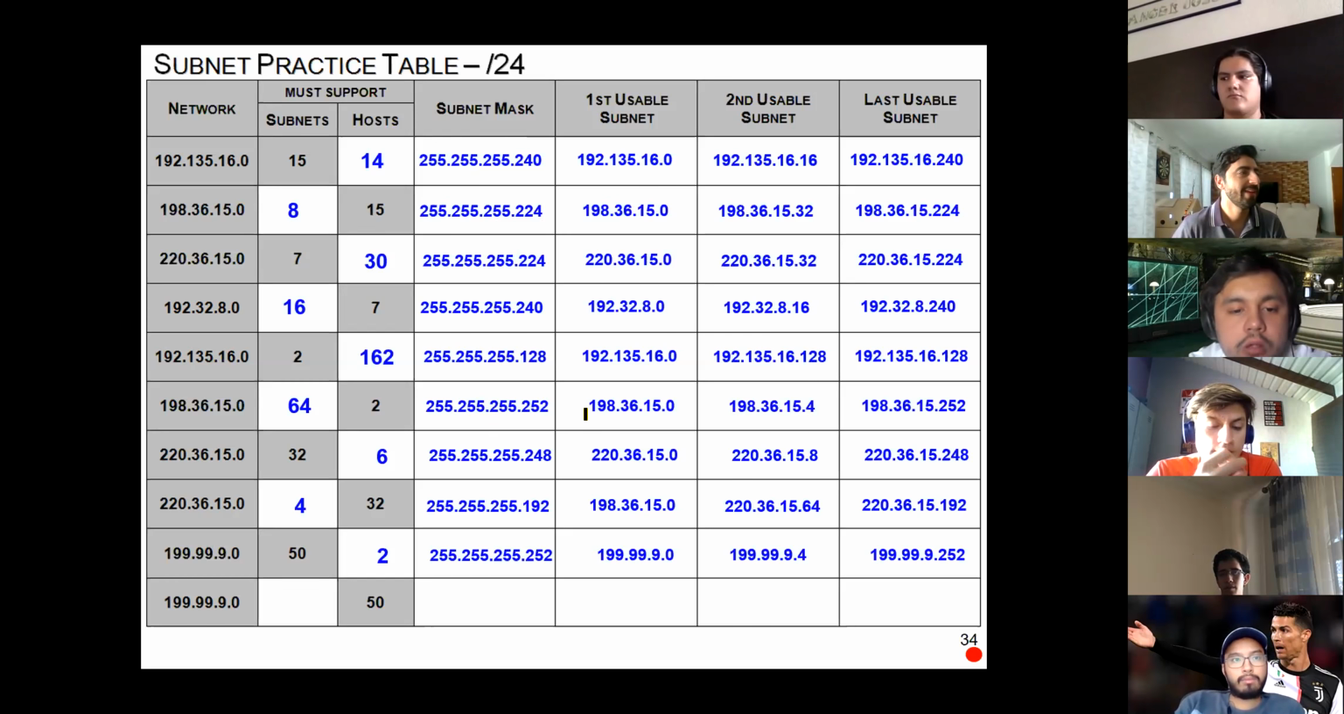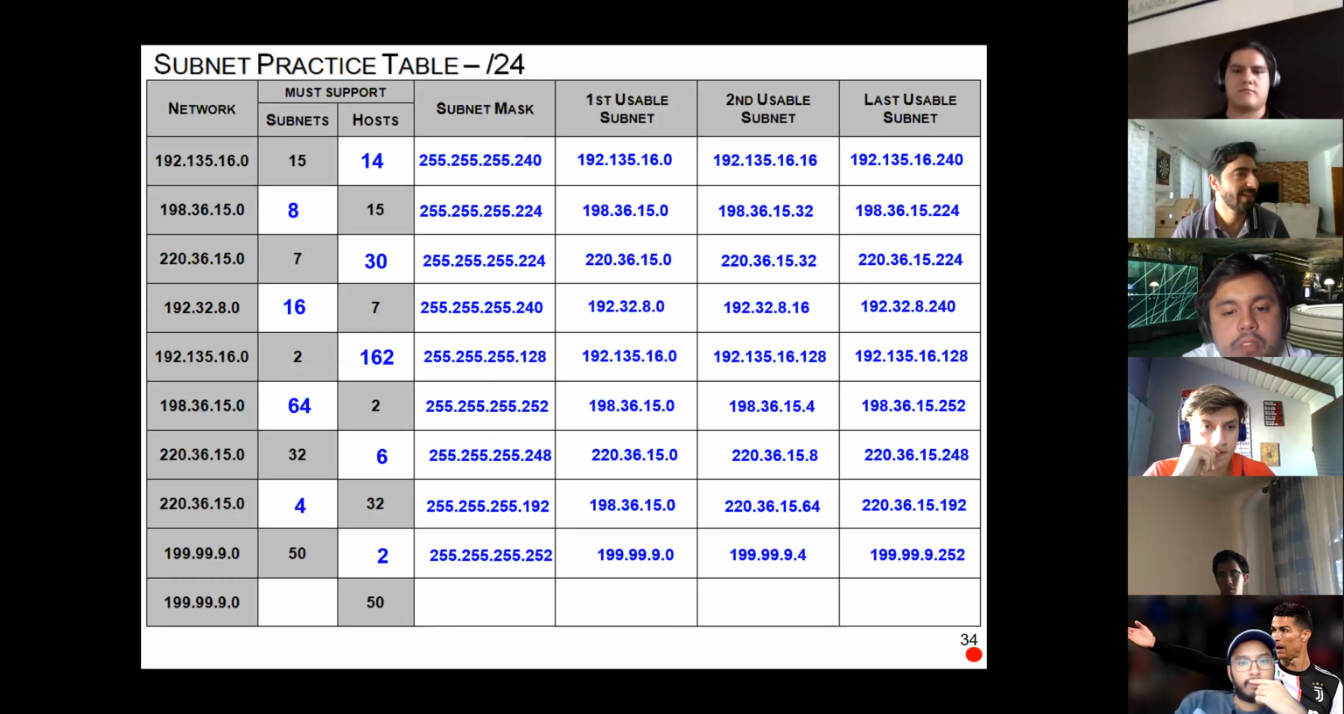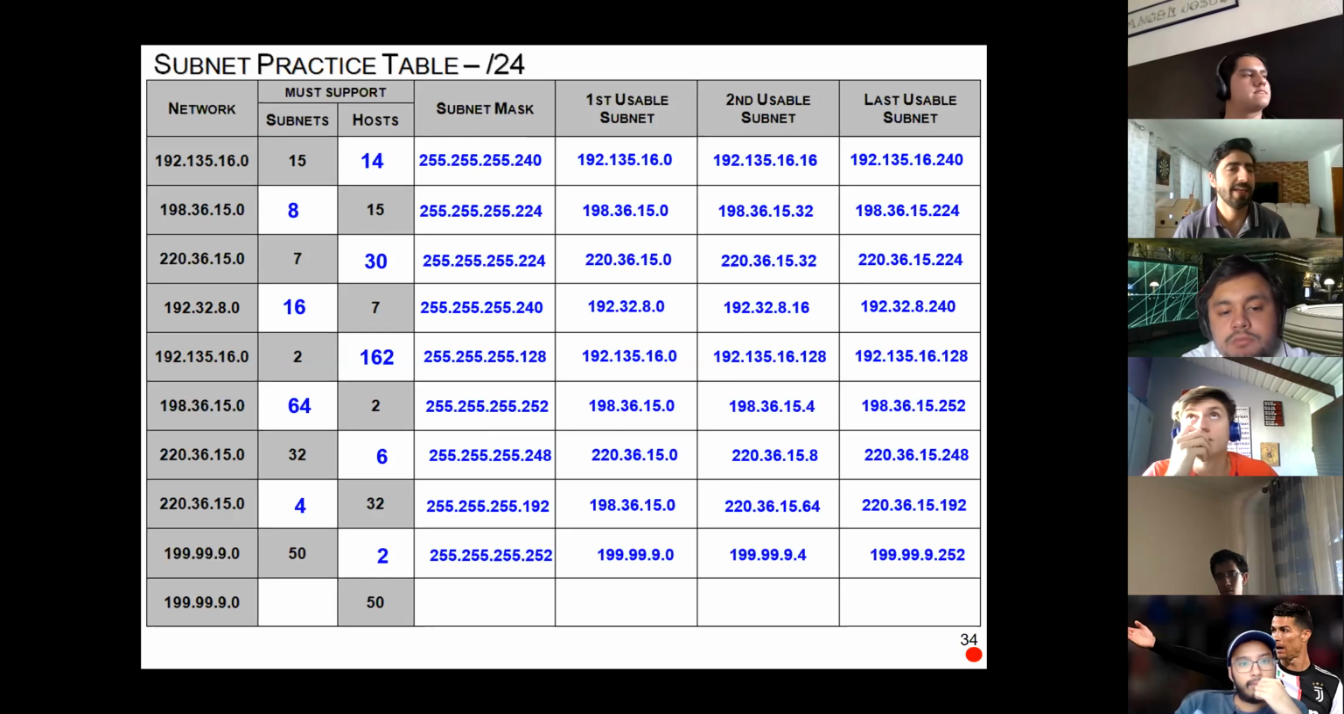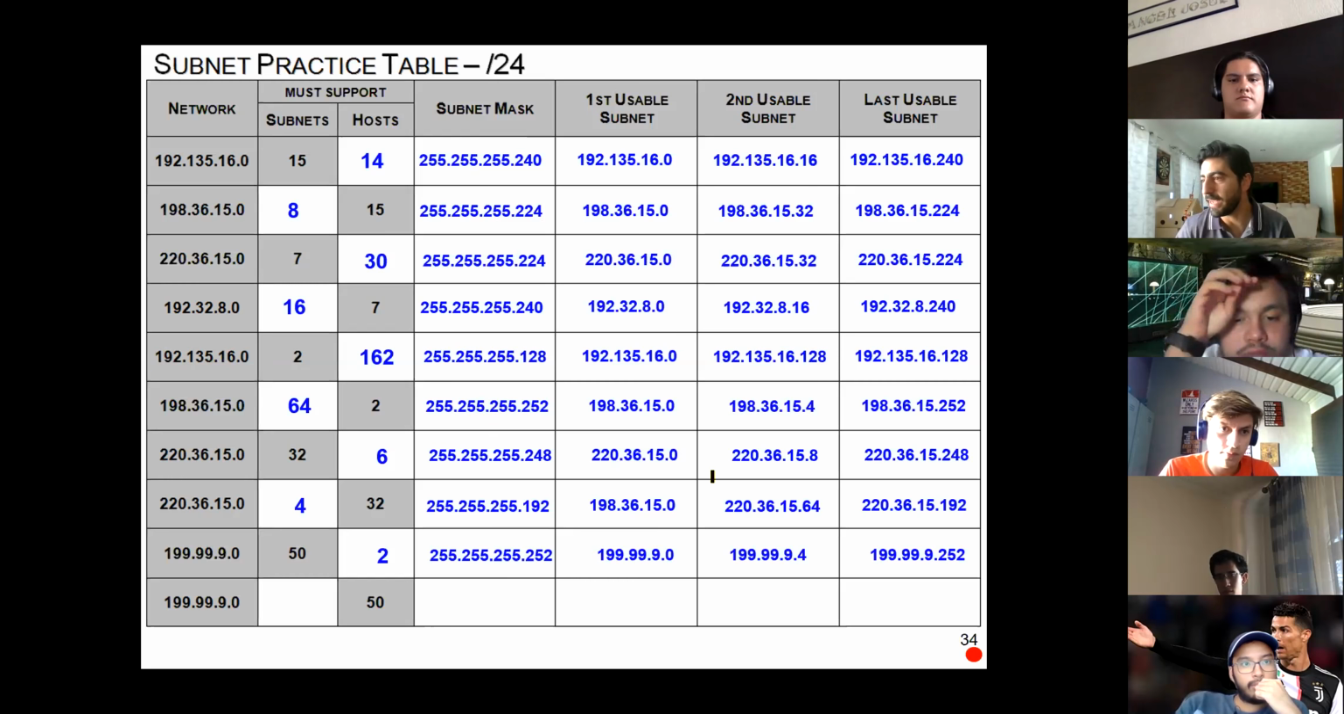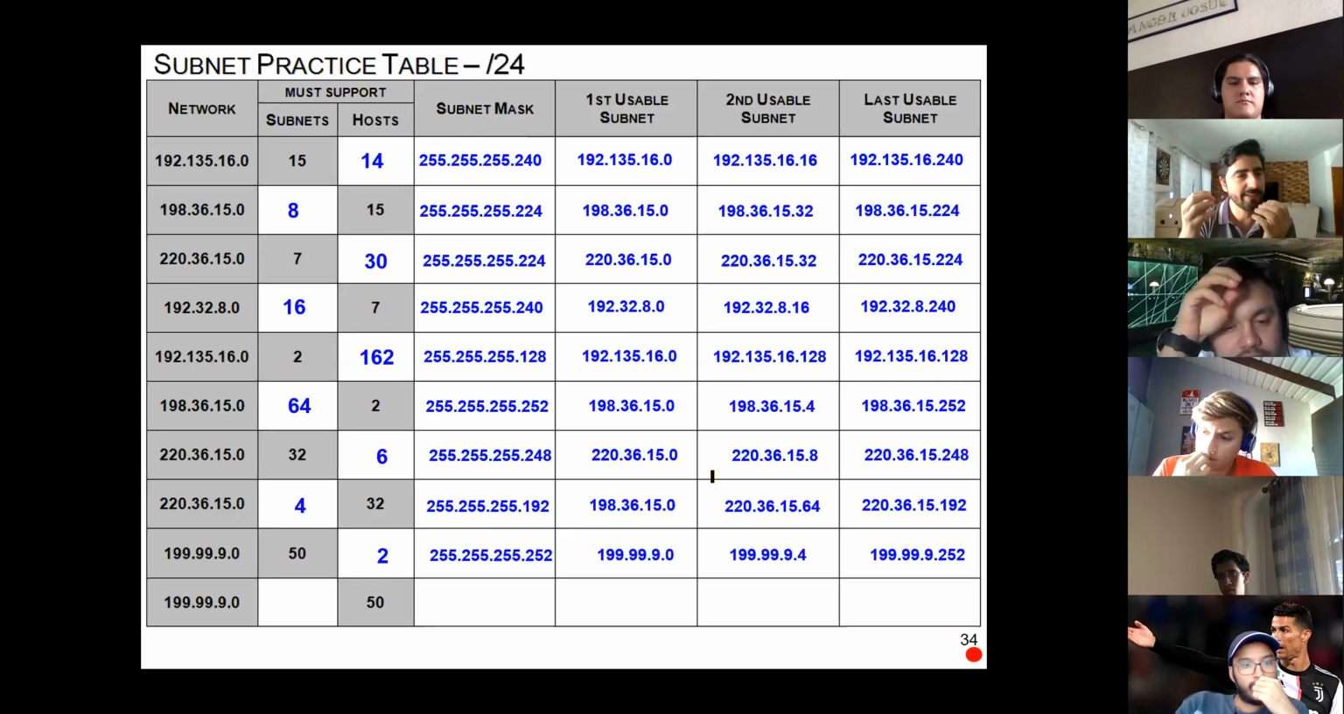So far what we talked about is fixed length subnetting. Then we're going to talk about variable length subnetting. That is even a little more complicated than this. But if you get the core idea, it will make sense. So that's all for today.